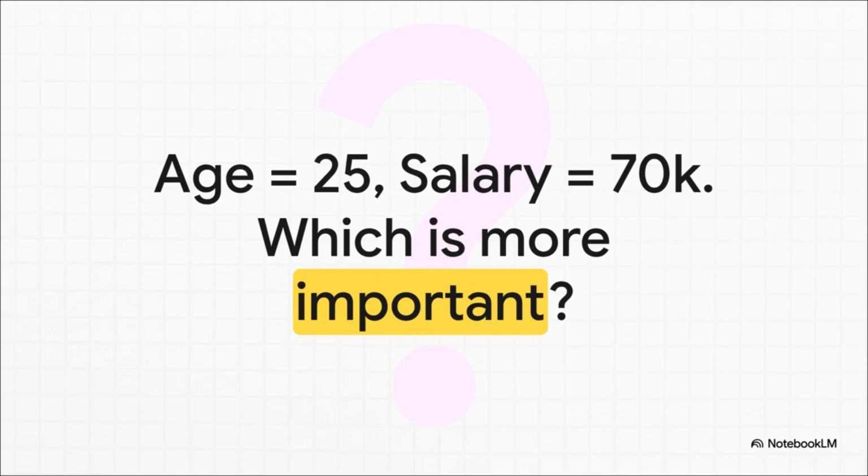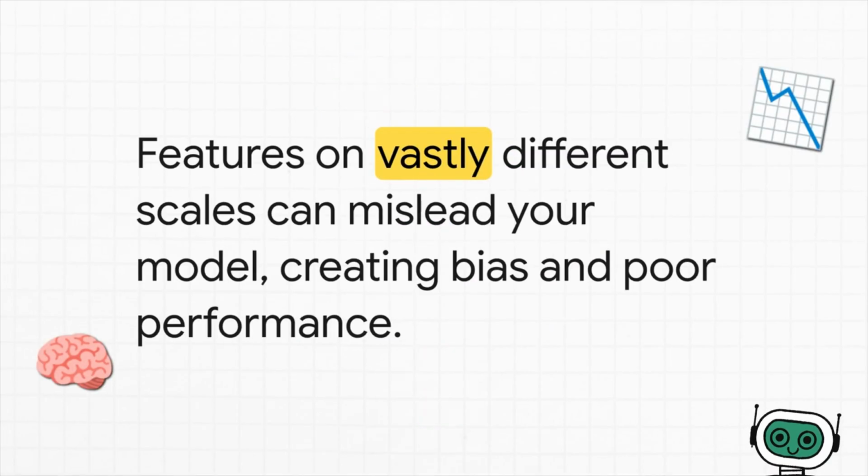Say you've got two features for a person: their age, maybe 25, and their salary, say 70,000. Now, you and I can look at that and weigh them, but what does a machine learning model see? It just sees the numbers, and 70,000 is a way bigger number than 25. So which one do you think the model is going to pay more attention to, even if it's not actually more important? And that's really the heart of the problem.